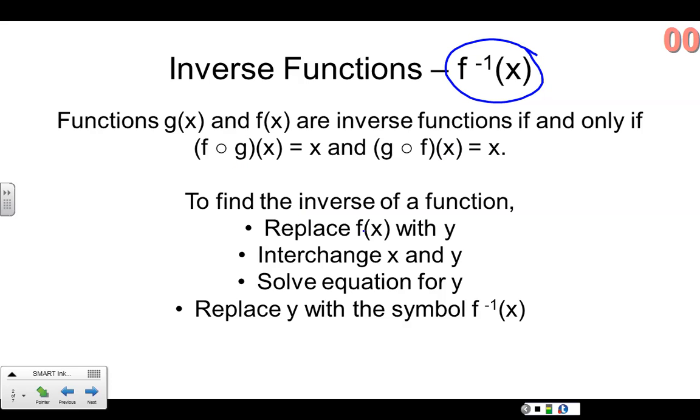To find the inverse of a function, we replace f of x notation with the letter y. Interchange your x and y. In other words, you're going to interchange the domain and range of each function. Solve the equation for y. Replace y with the symbol f to the minus 1 of x.